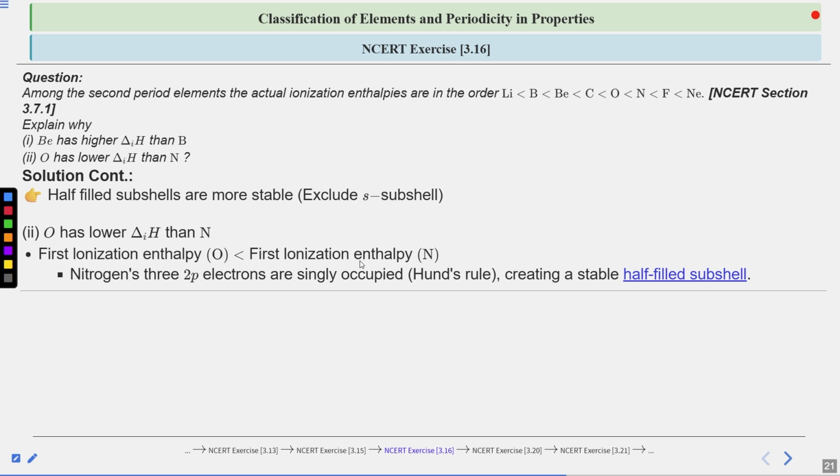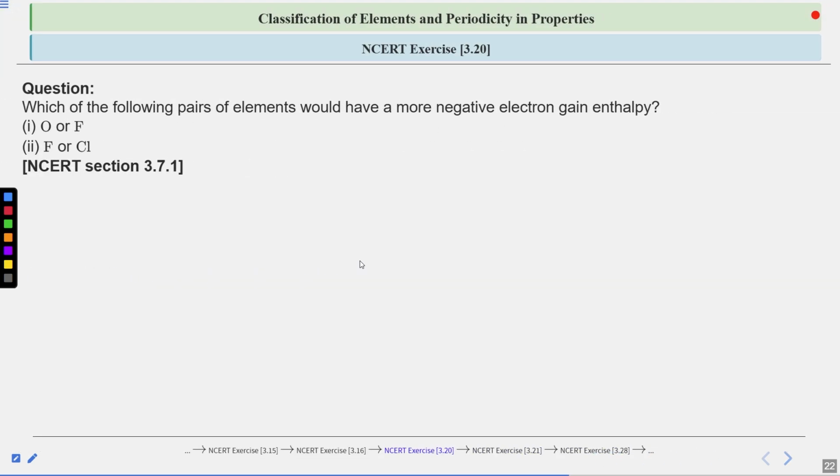Okay. Now if this is clear, let us move to the next question. Here is your next question. Which of the following pairs of elements would have more negative electron gain enthalpy? Now again, this is a tricky one. We have already discussed this anomaly. Oxygen or fluorine, fluorine or chlorine.